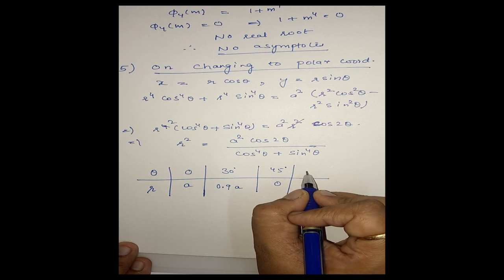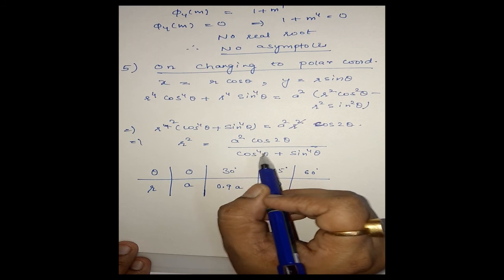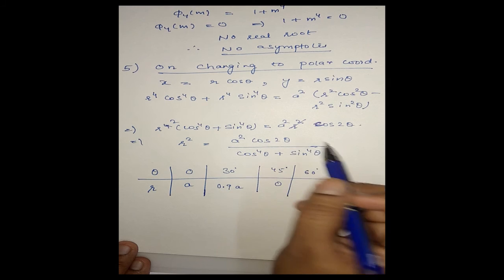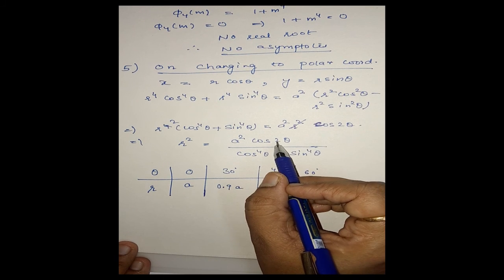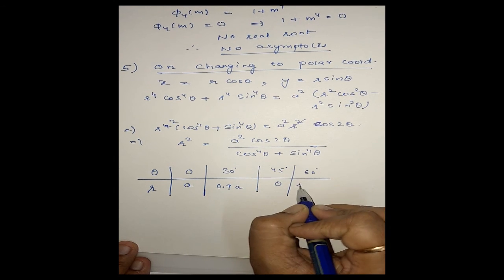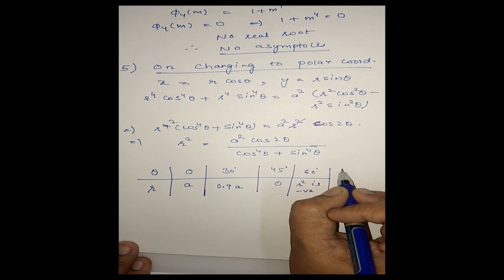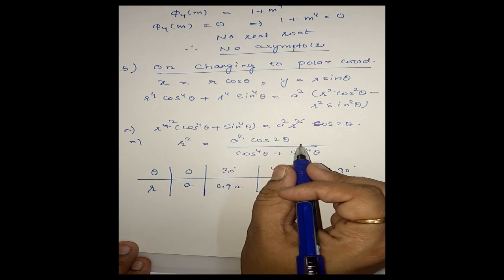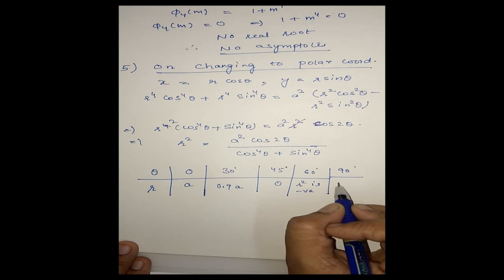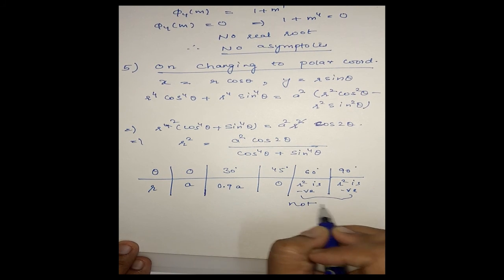When I take theta to be 60, in the denominator we have even powers, therefore the denominator is always positive. In the numerator, cos 2 into 60, that is cos 120, which is negative. Therefore, r square is negative. And in the same way, when I take theta to be 90, cos 180 is negative, and the denominator is always positive since we have even powers. Therefore, here also r square is negative. That means this is not possible.